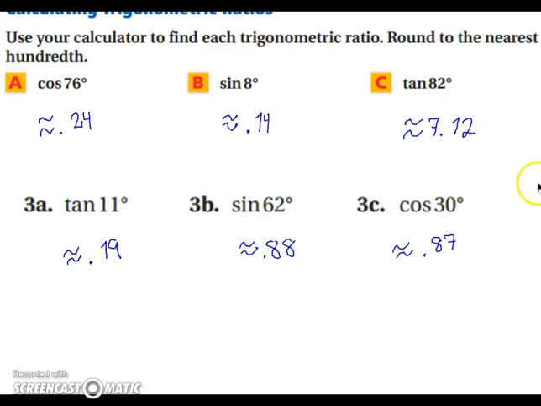That concludes part 1. Part 2 will actually apply the use of the calculator using our triangles.